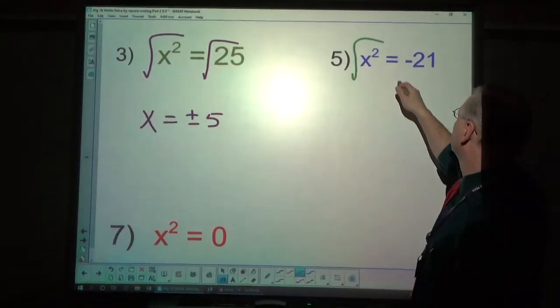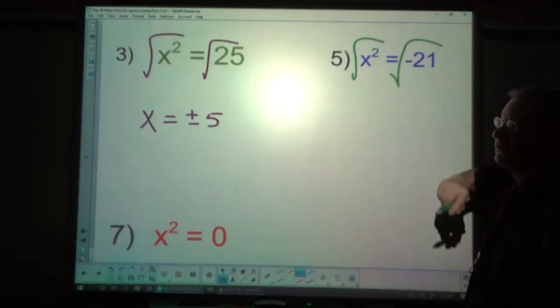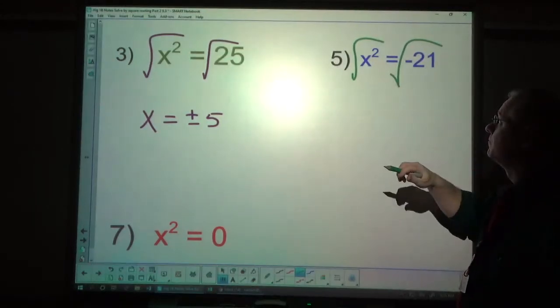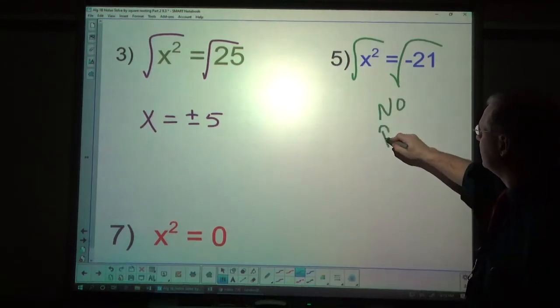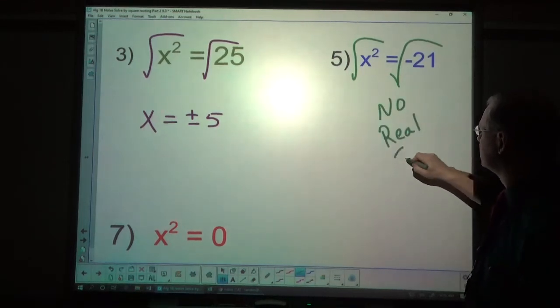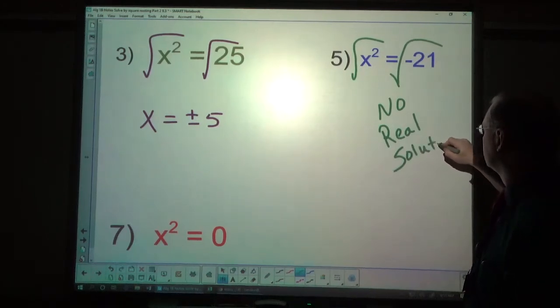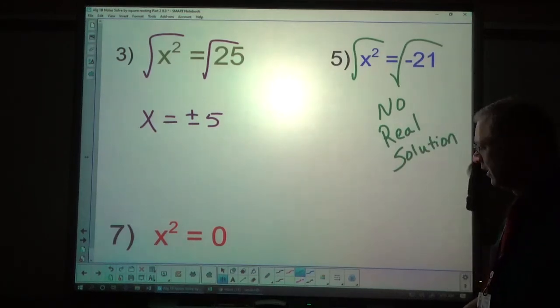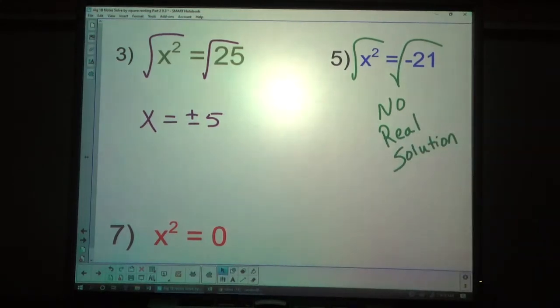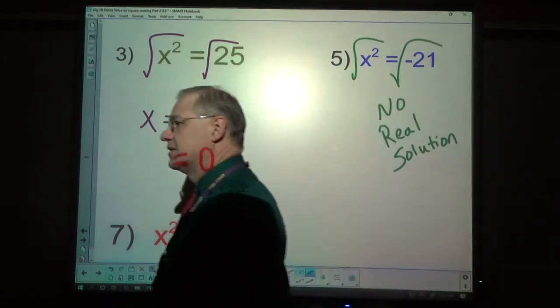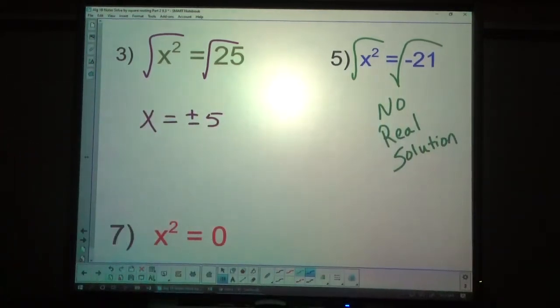But what happens when we get over here? Well, when I go to square root both sides, am I allowed to square root a negative in the real number system? And the answer is no. So I'm going to say no real solution. You can't square root a negative number in the real number system. Now I have to be very careful saying that because eventually you may learn how to work with square roots of negatives in complex numbers.